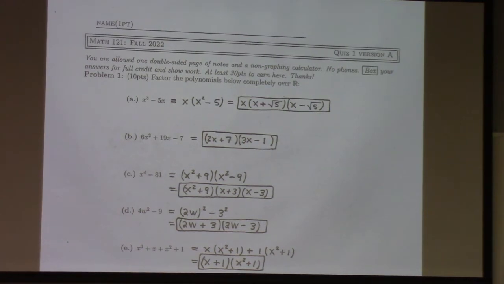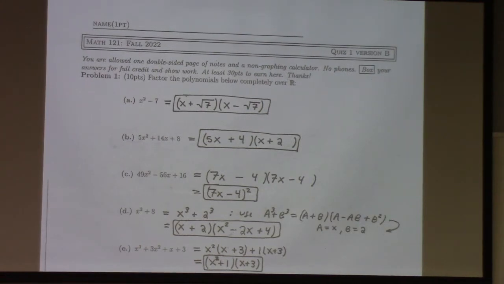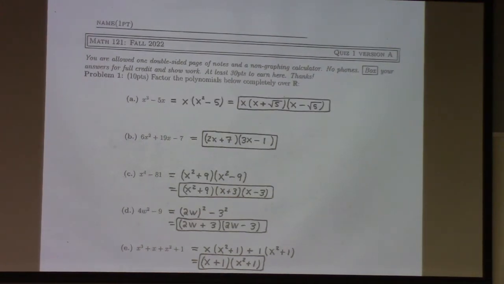So let's skip ahead here and talk about some of the problems. Well, let me go back here for a second. Any questions about this factoring?